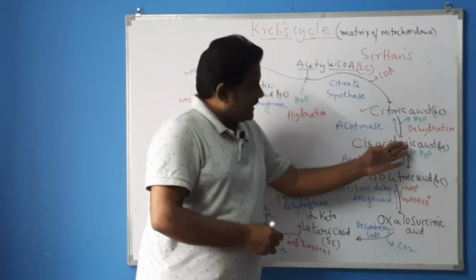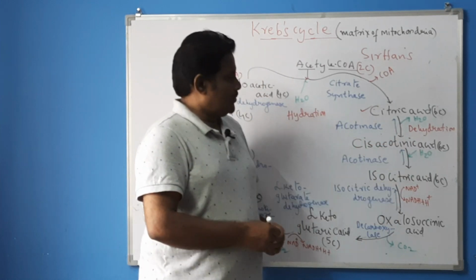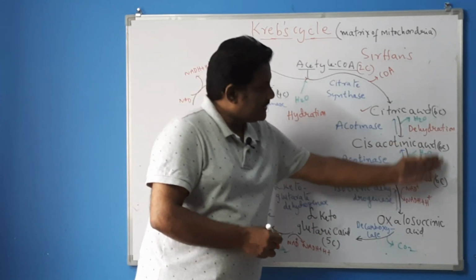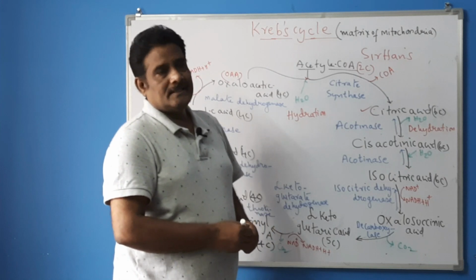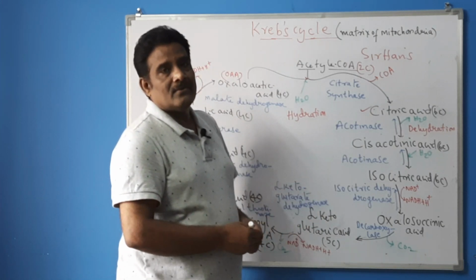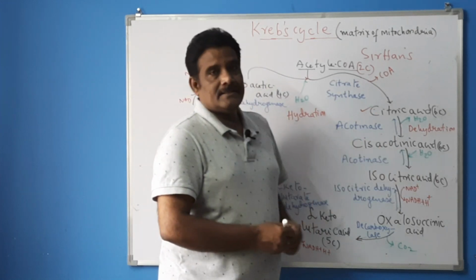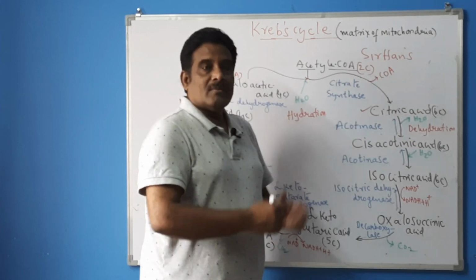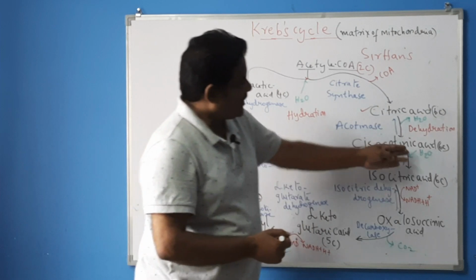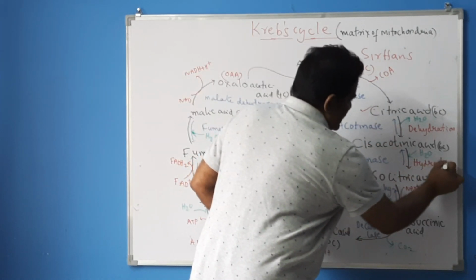This cis-aconitic acid in the next step is converted to isocitric acid. So here there is no change in the number of carbons. So cis-aconitic acid and isocitric acid contain the same number of carbons. But here one water molecule is added. In the previous step, a water molecule was released, that is a dehydration process. And here a water molecule is added, this is a hydration process.